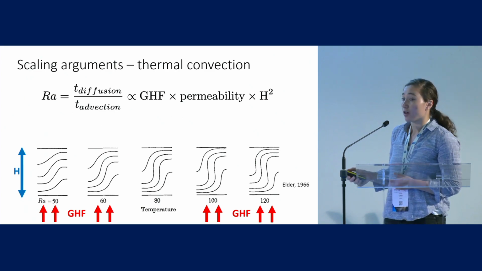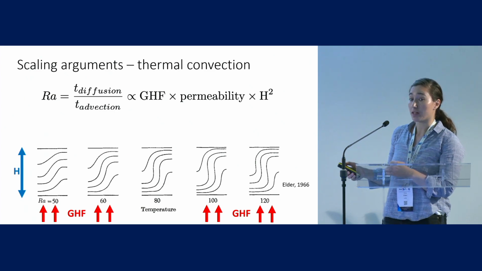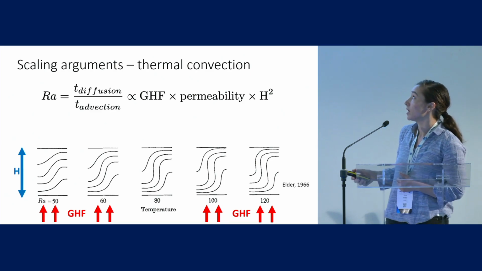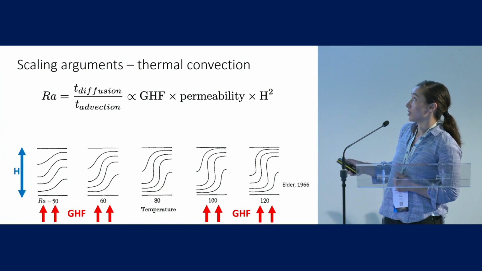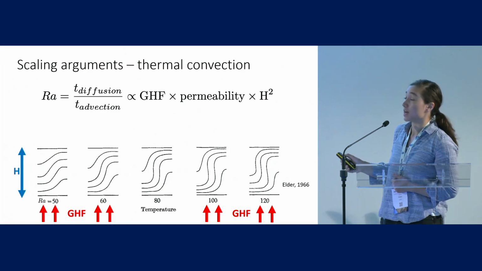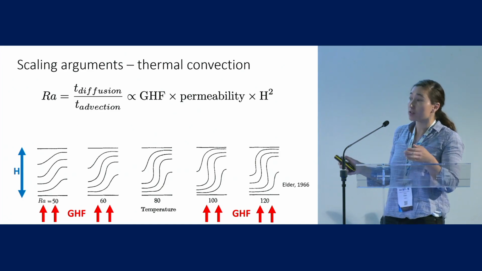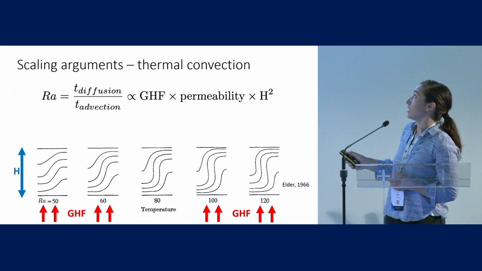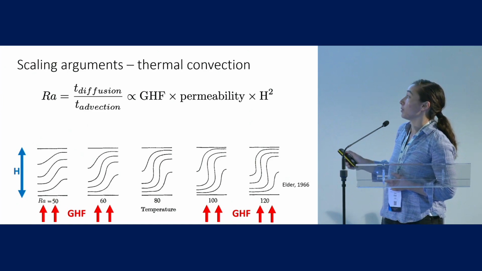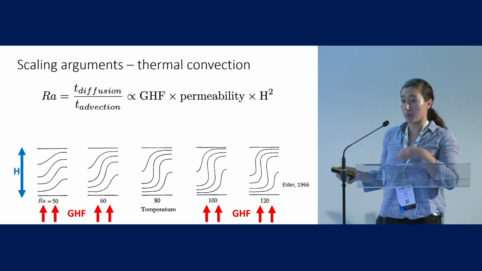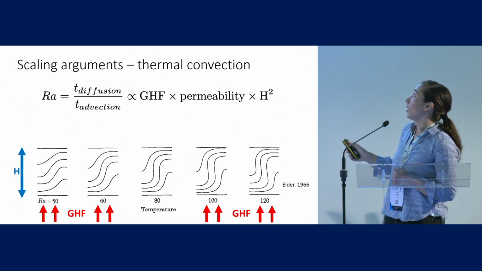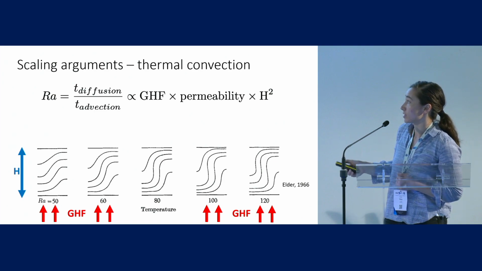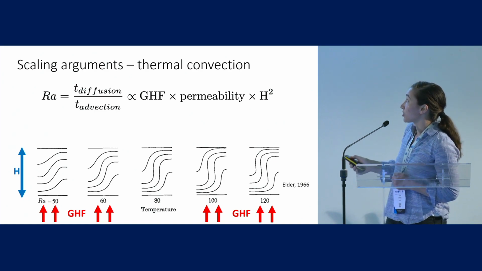The heating of a porous layer from beneath and the onset of convection is well studied both experimentally and theoretically. It can be characterized by a Rayleigh number, which is the ratio of the time scale of diffusion of heat to the time scale of the advection of heat by porous flow. That will scale with the geothermal heat flux imparted at the base of our plate, the permeability of the medium, and the vertical length scale squared, h here.